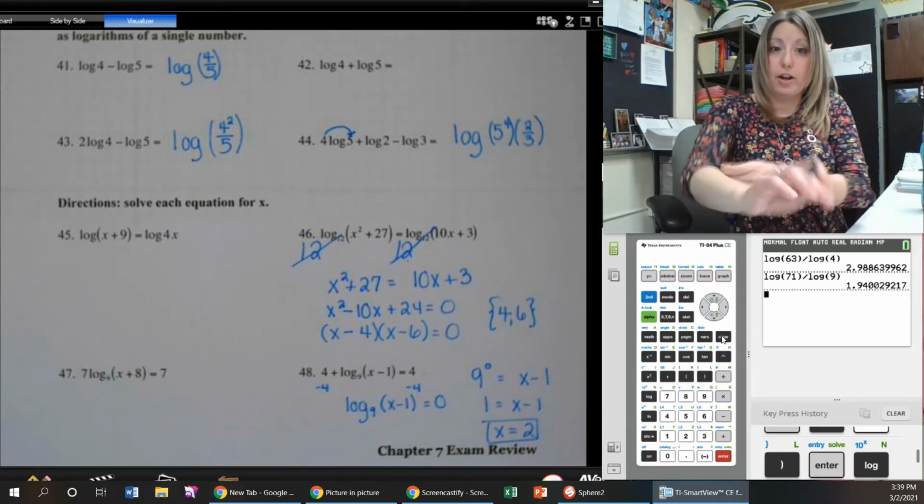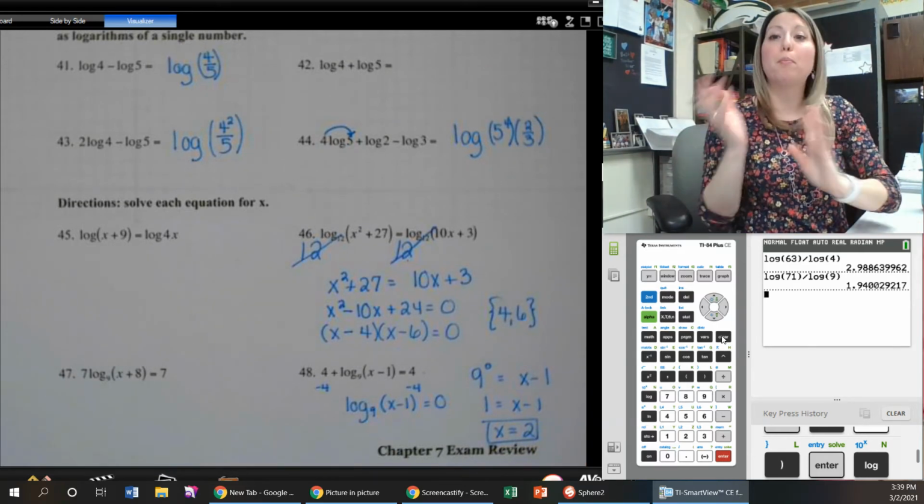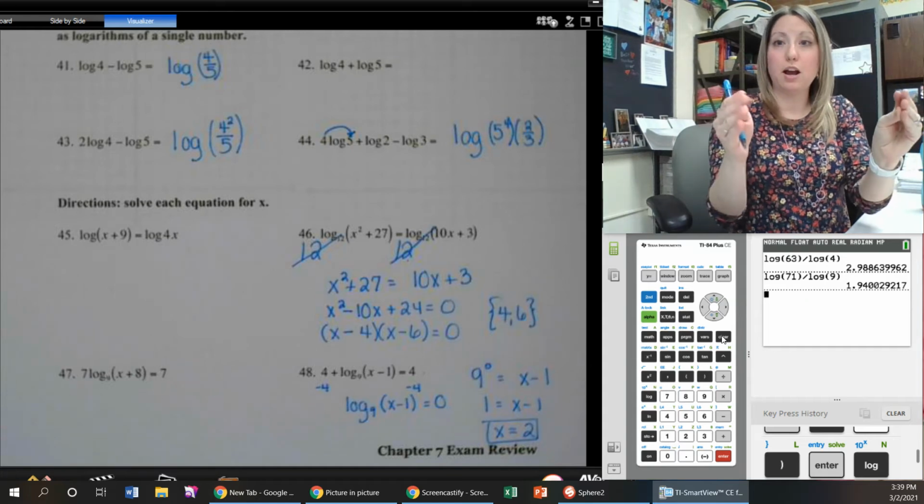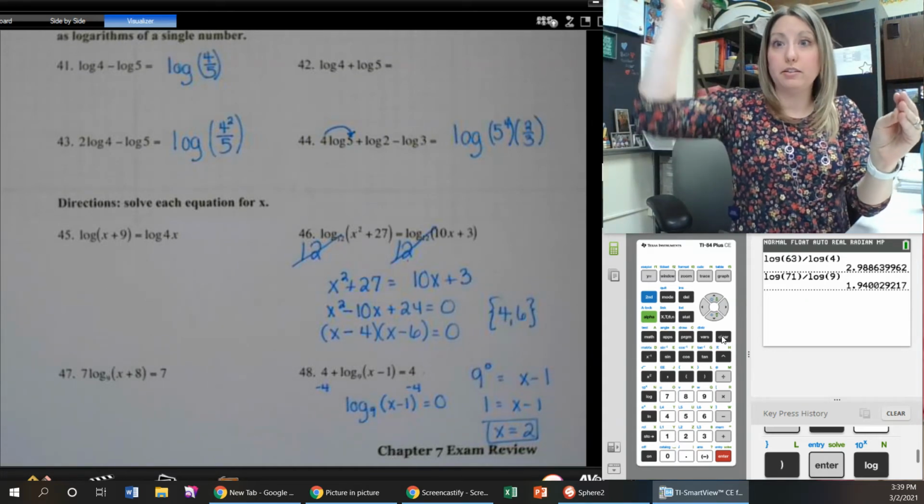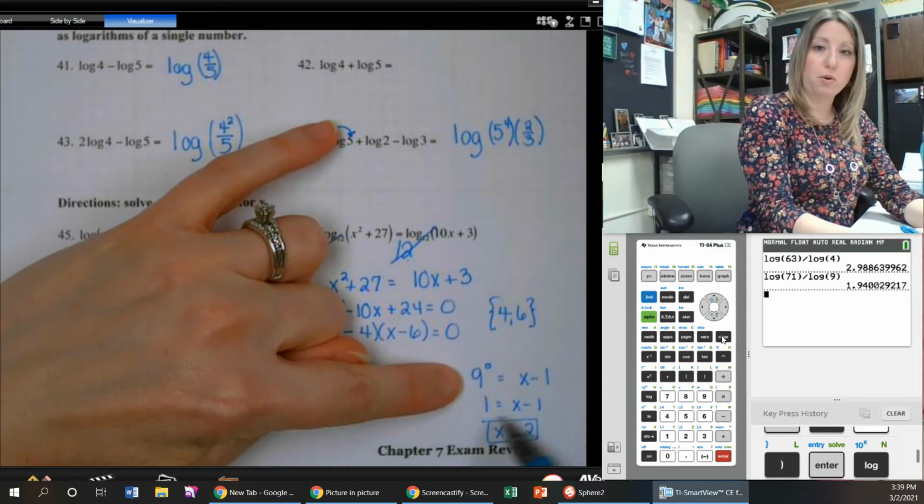Or you could say raise them both to 9. Put both of them in exponents. The base is 9. That now cancels. 9 to the 0 is still 1. You still end up with this equation right here.